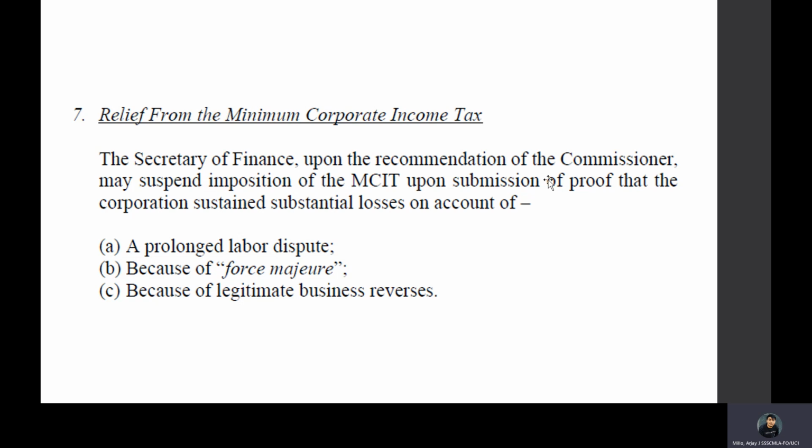So kapag meron kang prolonged labor dispute, yung labor dispute, yun yung disagreement between employer and employees regarding the terms of the employment. Tapos this could include dispute regarding conditions of employment, fringe benefits, hours of work, tenure, and wages to be negotiated during collective bargaining or the implementation of already agreed upon terms. So pwede rin kapag nagkaroon ng force majeure, of course, expected that you'll be incurring losses kapag may mga ganyang events. And also because of legitimate business reverses. So itong mga cases na to, need mo lang mag-submit ng mga requirements, need mong i-inform si Commissioner para ma-waive yung imposition ng minimum corporate income tax.